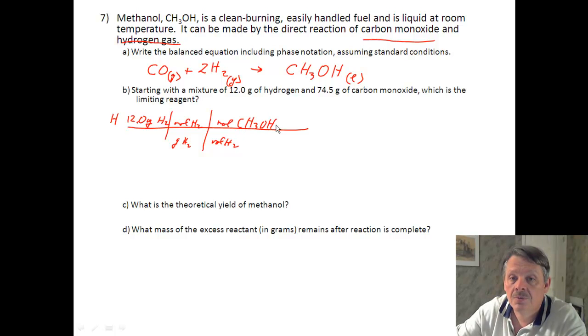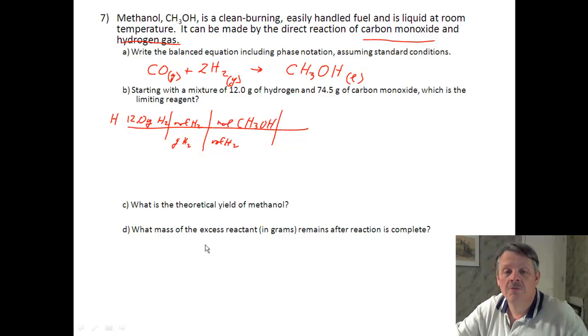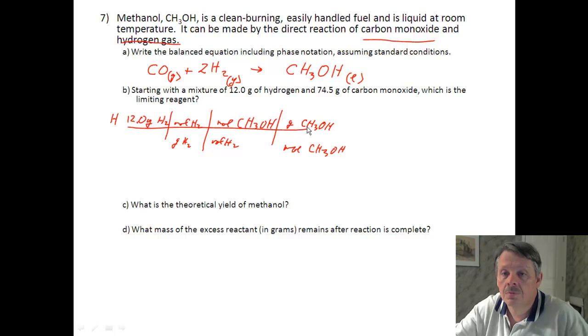CH3OH. And because down here we can kind of look ahead and say we're looking for masses, we're looking for our theoretical yield of methanol, and we really kind of want to do that in grams, right? So that would make sense that we would still make one more change here and go from moles of methanol to grams of methanol.